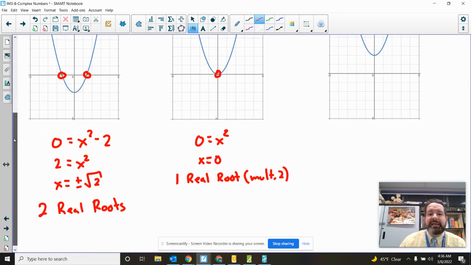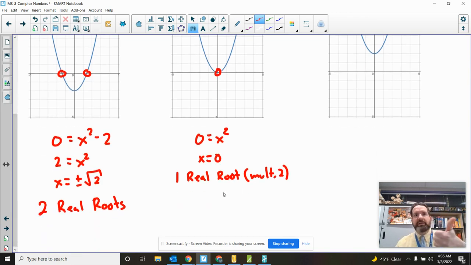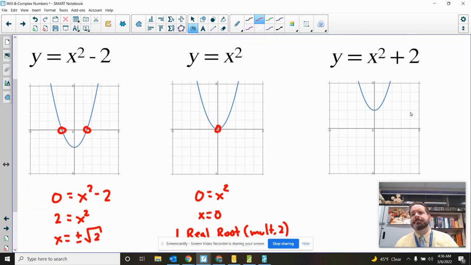So very technically speaking, there's still two answers. It's 0 and then 0 again. So this first case had two solutions, plus and minus root 2. This one had two solutions, 0 and 0 again.